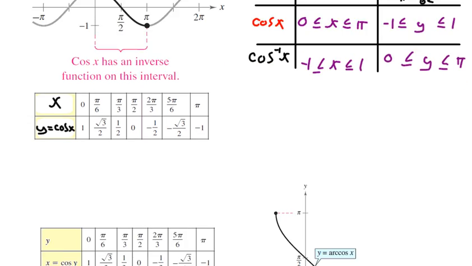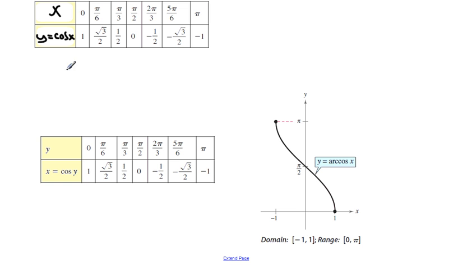And what I've done down here is I wrote those down by just switching. The x went from the domain to the range values down here, and the y moved up to the range. And so as you can see here, check this out.